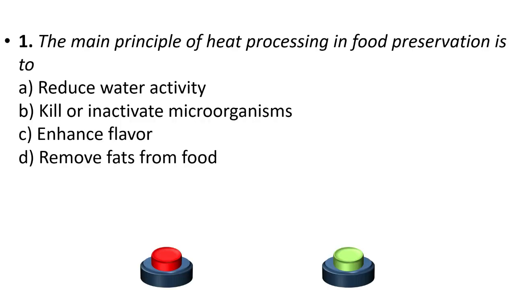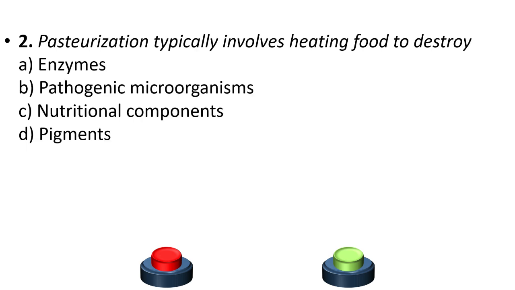First question. The main principle of heat processing in food preservation is to reduce water activity, kill or inactivate microorganisms, enhance flavor, remove fat from food. Your answer is option B. Kill or inactivate microorganisms. Second question. Pasteurization typically involves heating food to destroy enzymes, pathogenic microorganisms, nutritional components, pigments. Your answer is option B.